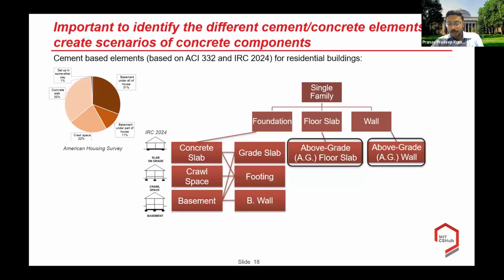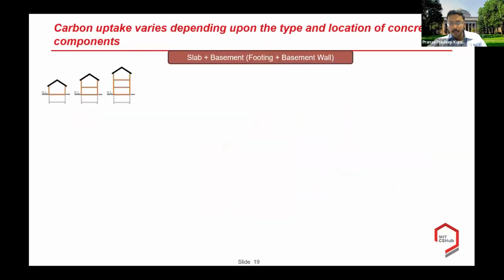And the above-grade elements could be made out of concrete, or they could be a non-concrete material such as wood. And this is a crucial step for us to ensure that we are able to analyze these different scenarios with different combinations of concrete elements to understand how carbon uptake values vary and the different input parameters that impact the carbon uptake calculation. So with that in mind, let me show you a quick example of a single-family house.